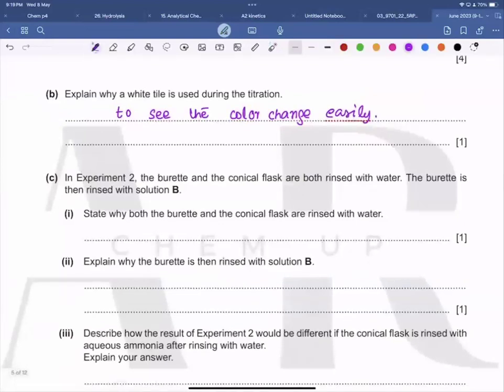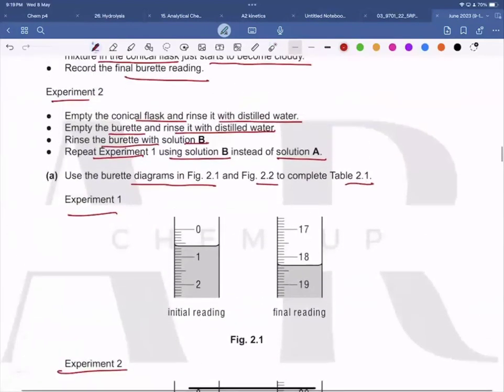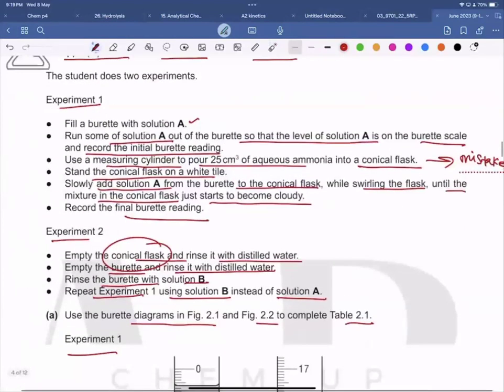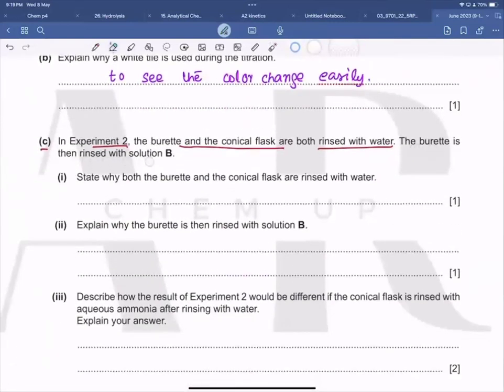Part c. In experiment 2, the burette and the conical flask are both rinsed with water. The burette is then rinsed with solution B. State why both the burette and the conical flask are rinsed with water. Because in both there is an initial solution, solution A, and now we are going to fill solution B.